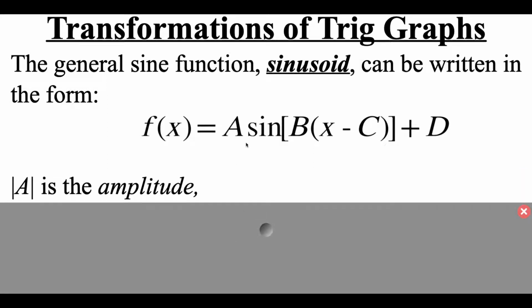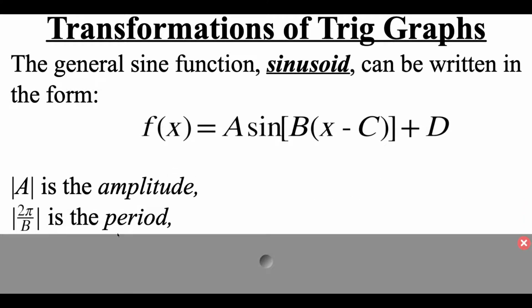As far as that a value, the absolute value of a is the amplitude, which helps describe the height and depth of your waves. For that b value, that affects the period of your function, and to find the period, we take the absolute value of 2 pi divided by the b value.